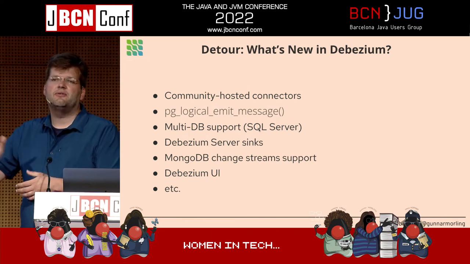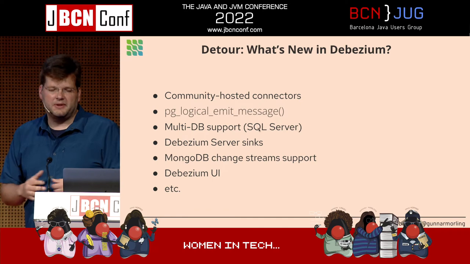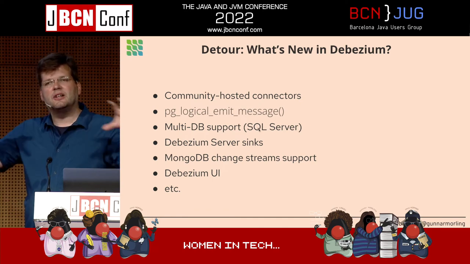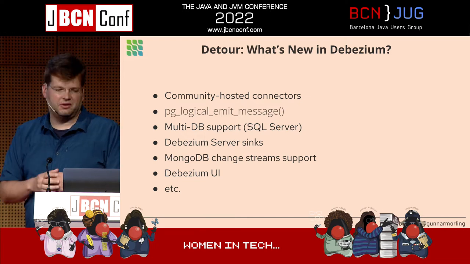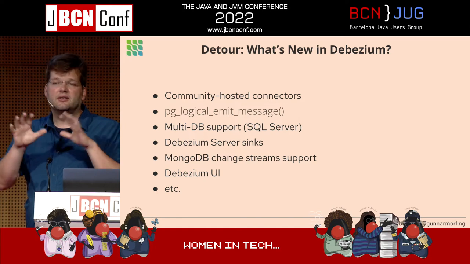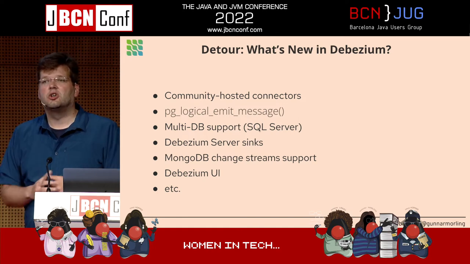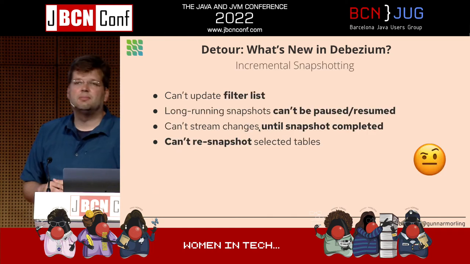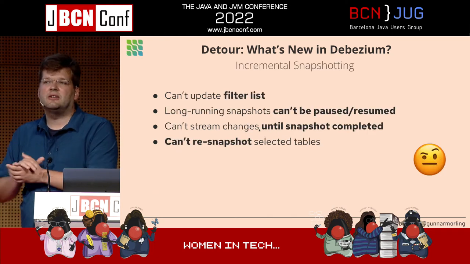So there have been quite a few recent developments. For instance, we can now spin up multiple tasks in Kafka Connect for specific connectors like the SQL Server one. There is things like the Debezium UI, and this is pretty cool for visually configuring Debezium. But there's one thing which I would like to discuss in particular, and this is the notion of incremental snapshotting.